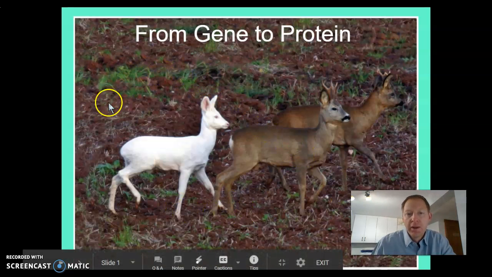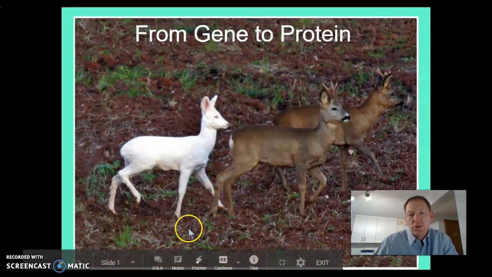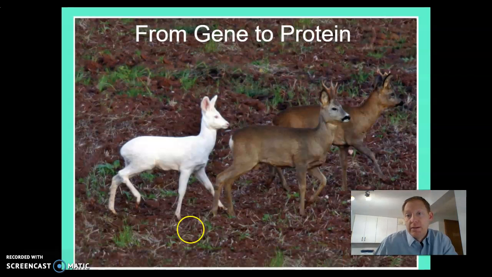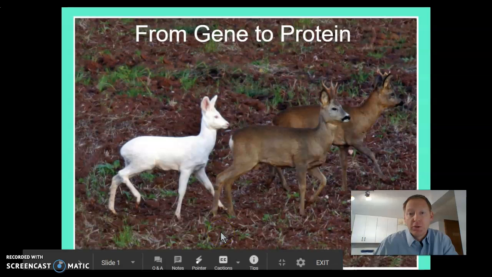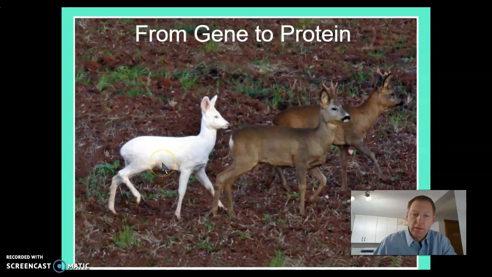Nice picture here of essentially an albino deer. What is happening there is that there is a mutation in one gene, and that gene is going to basically cause that deer to not have the ability to produce pigment. And so the proteins that make the color in these deer cannot be produced in this deer, and so you end up with an albino deer.